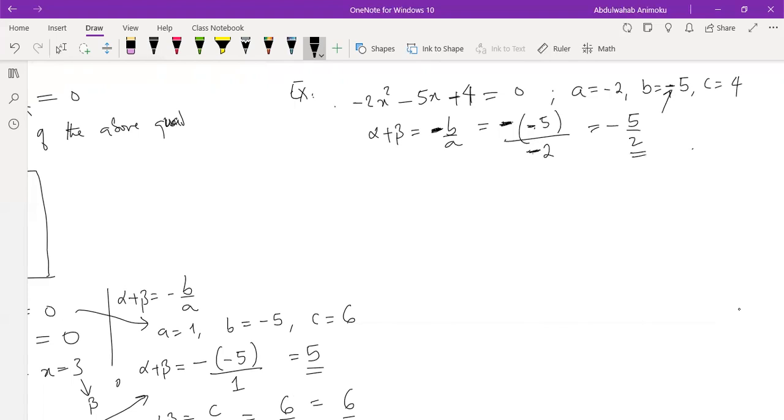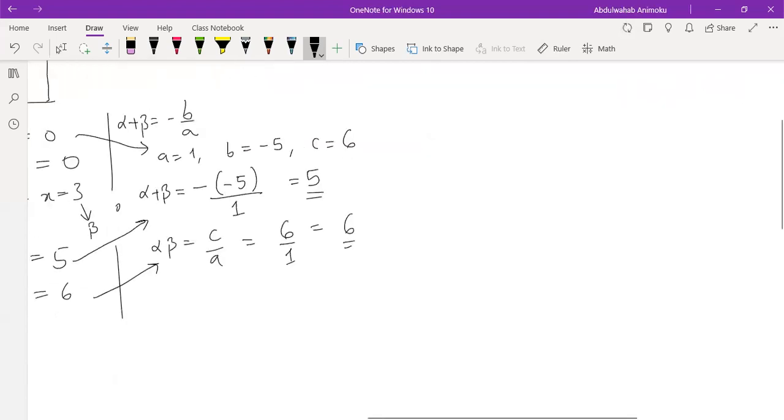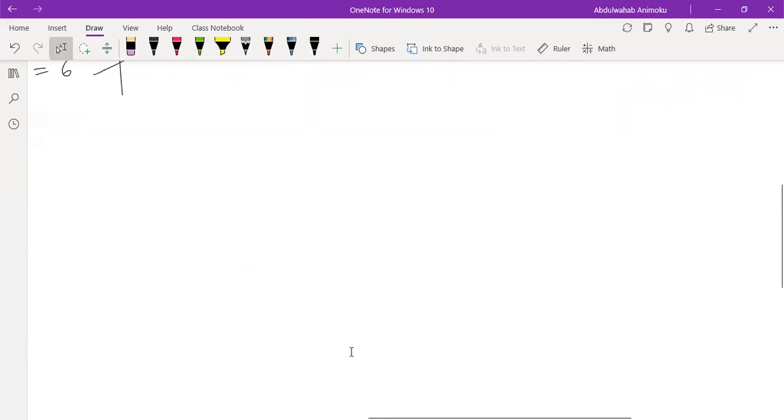It means for this quadratic equation, when I add the roots together, I should have minus 5 over 2. And what about the product of roots? That would give me c over a. And what is c? 4 over a, which is minus 2, so that will give you minus 2 as well. So this is how to find the sum of roots and product of roots of a quadratic equation. Now let's go back to the problem that we solved and try to use this formula to evaluate them.